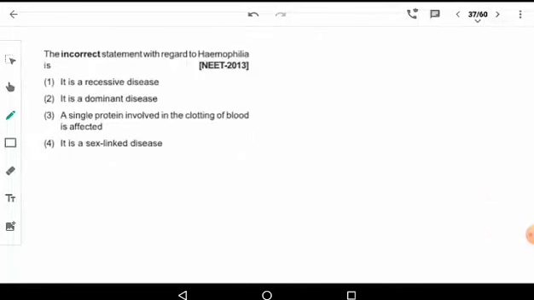Select the incorrect statement with respect to hemophilia. What is the incorrect statement? It is a recessive disease. Yes, it is a recessive disease, but it is not a dominant disease. So this is going to be the answer.